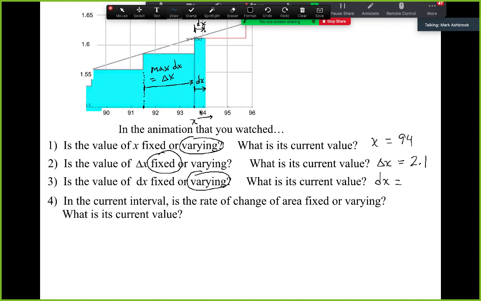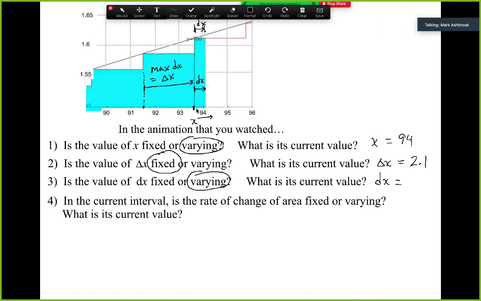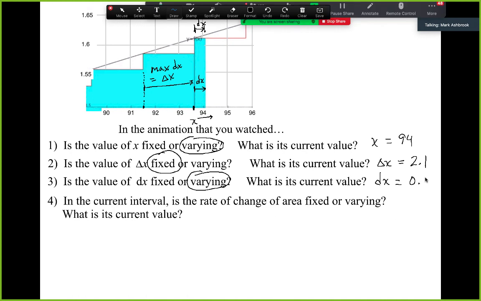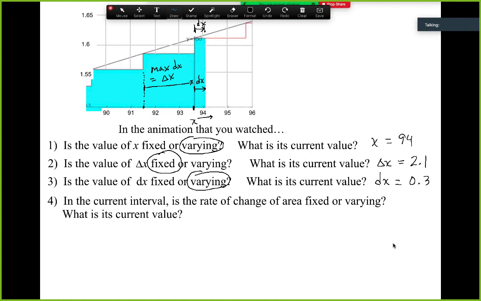Someone said 0.3. Here's the start of the delta x interval. dx is how much so far? 0.3 or 0.4, something like that. Okay. All right, what about this? In the current interval, is the rate of change of area fixed or varying?